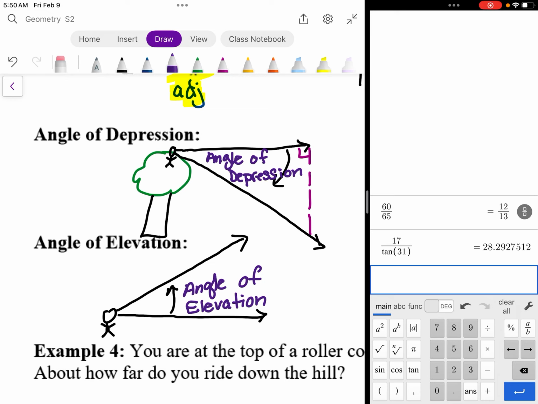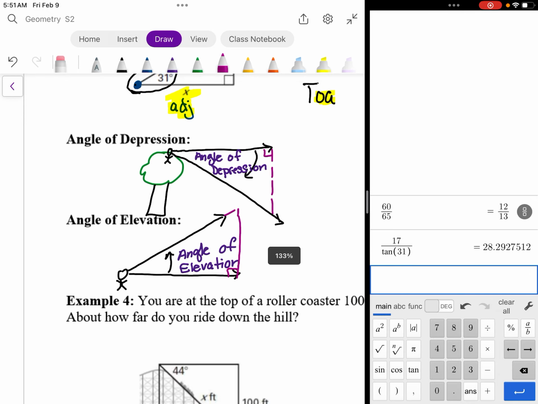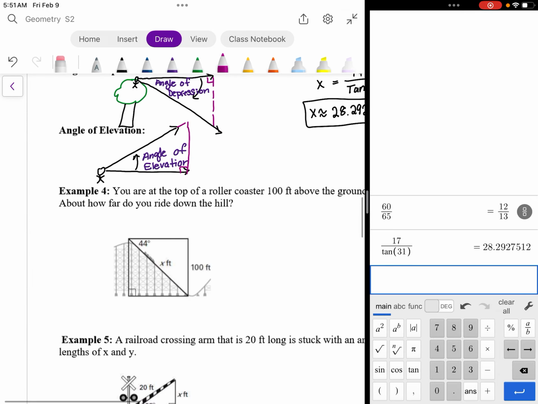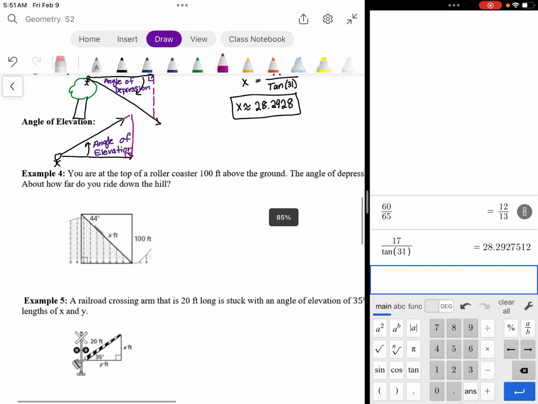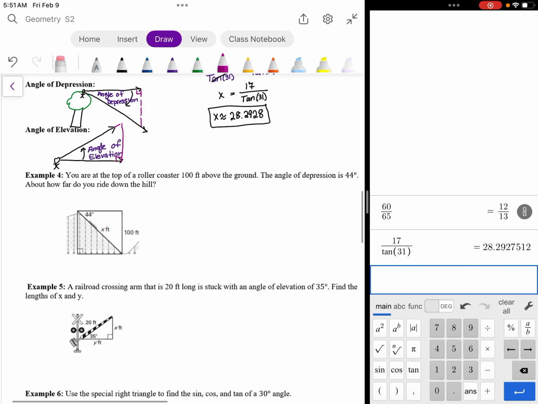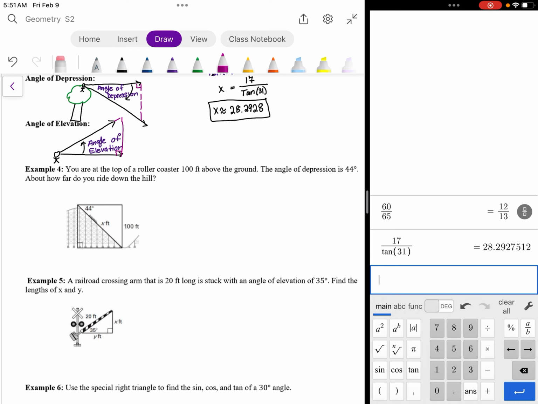So angle of elevation, you're elevating your eyesight. Angle of depression, you are looking down. And again, we have to use that straight line as a reference so that we can end up with our right triangles, and that allows us to use our sine, cosine, tangent to find missing measurements. All right, so now we're going to look at example 4 and example 5. These ones are word problems that describe a picture.